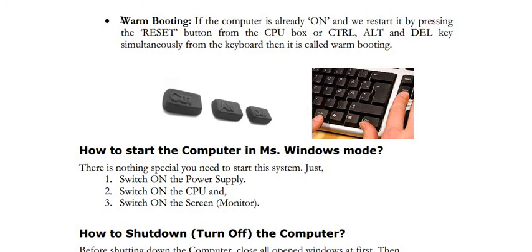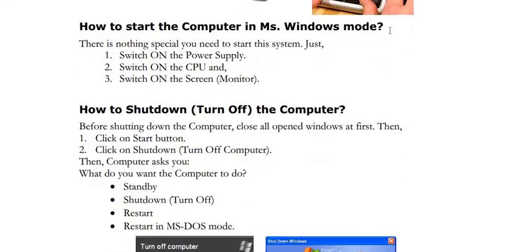Warm booting. If the computer is already on and we restart it by pressing the reset button on the CPU box or the Ctrl, Alt, and Del keys simultaneously on the keyboard, then it is called warm booting. How to start the computer in MS Windows mode. There is nothing special you need to start the system. Just 1. Switch on the power supply. 2. Switch on the CPU and 3. Switch on the screen, monitor.